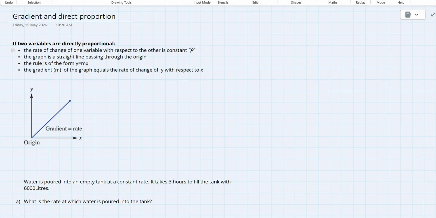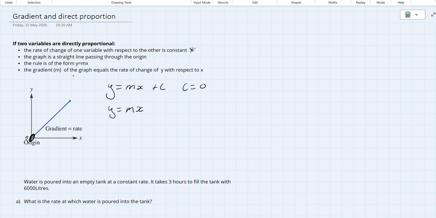Then the graph is a straight line passing through the origin. That means that we're starting at 0,0, and then we're going to increase from there. And the rule is of the form y equals mx. Now you might be considering, why is it not y equals mx plus c? Technically it is plus c, but remember c is the y-intercept, and in this case our y-intercept is at 0, and that has no bearing on the rest of the equation. So we can just write it as y equals mx, because c is a constant of 0, and so it doesn't change the value of m or x.